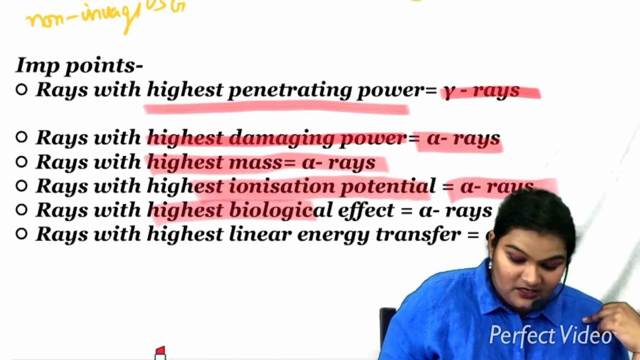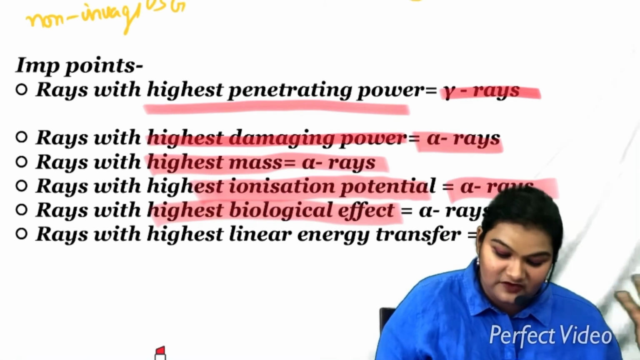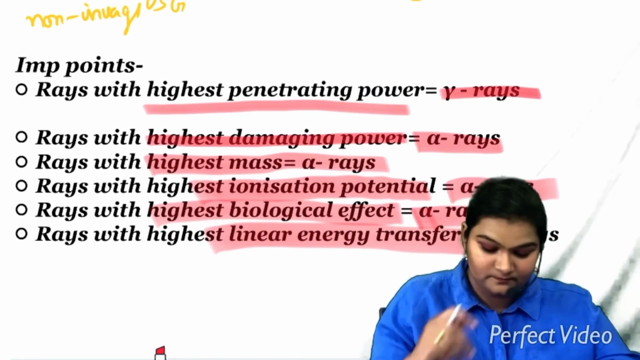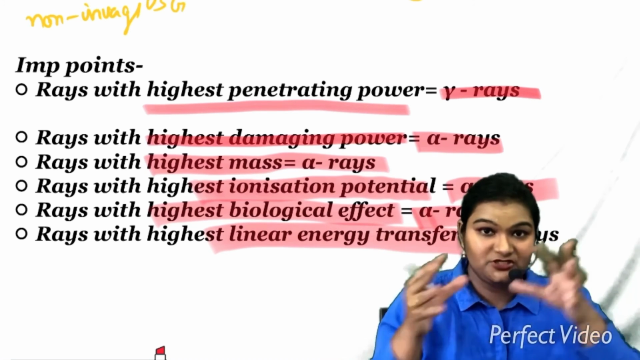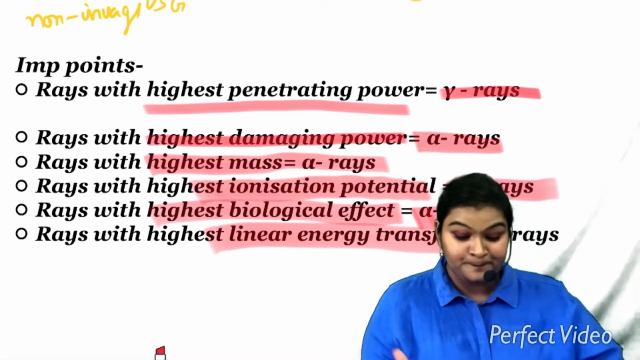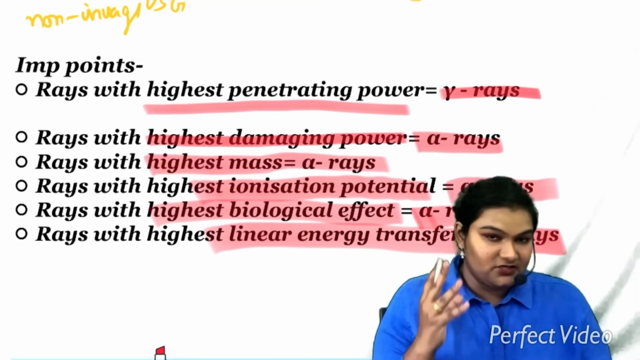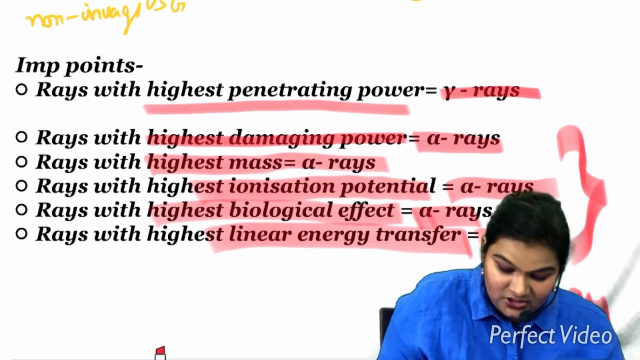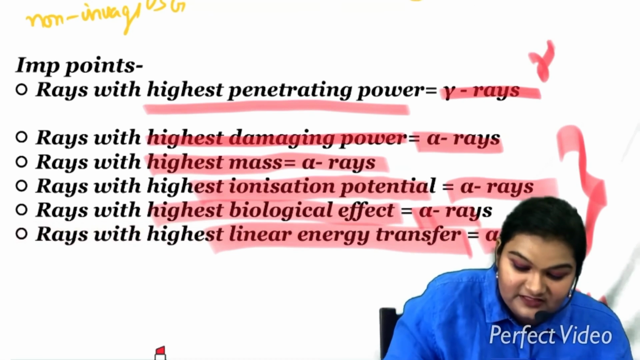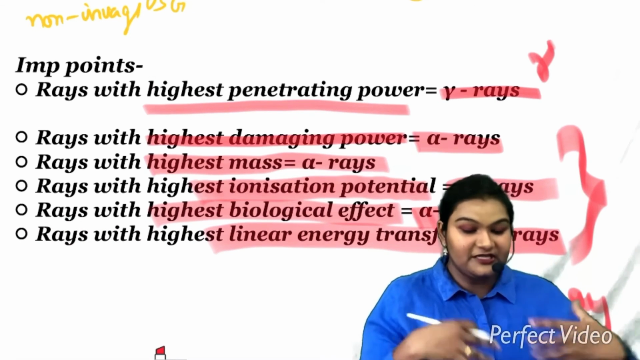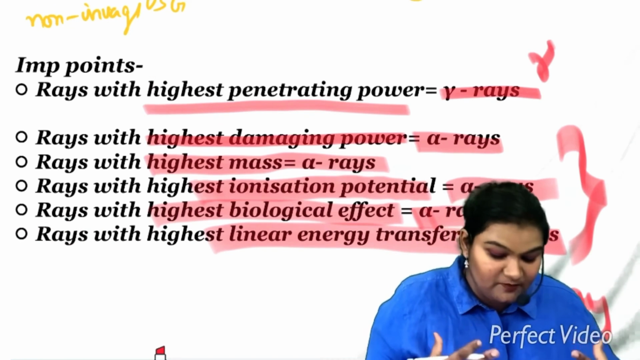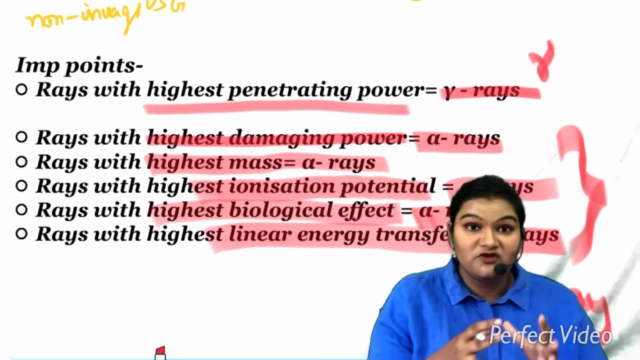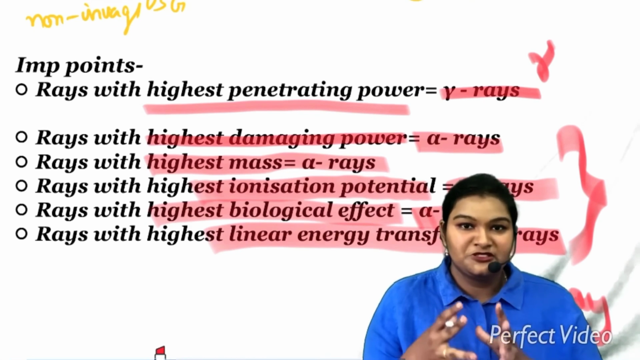Then we have highest biological effect. Obviously, it is causing damage to the body, so it will be alpha rays. The highest linear energy transfer, I just discussed energy. Higher the energy, higher the damage. Higher the energy, higher the charge imparted. So alpha rays. Just keep one point in mind: every highest is alpha rays. Only for the highest penetration power we are left with the gamma rays. Read this and try to learn it. These are very important MCQs, frequently asked in the exam. So here we are done with the radiation. Now let us move towards the individual imaging techniques in detail.